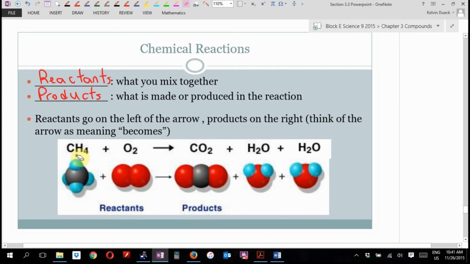Or if you're not burning methane, if you're burning car gasoline, this side is a bit more complicated, but it's still carbon dioxide and water, and it's the carbon dioxide that's the greenhouse gas. Okay.